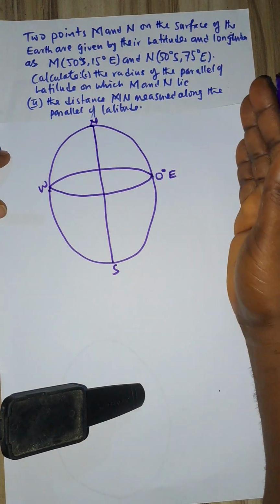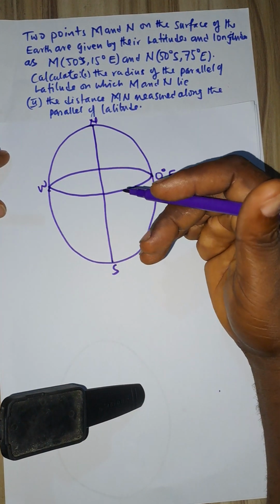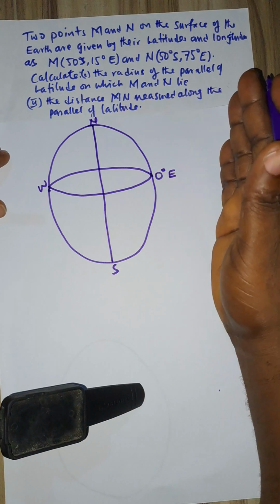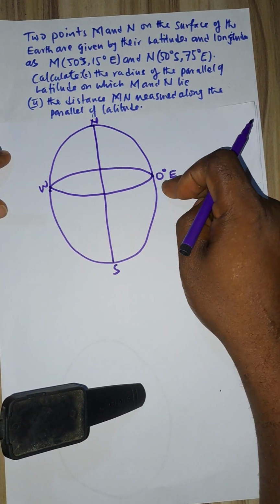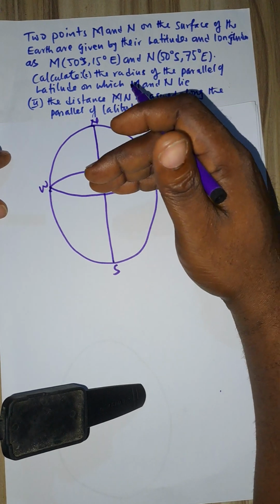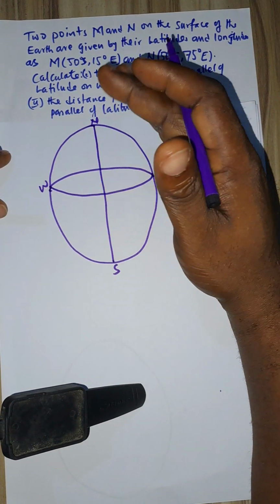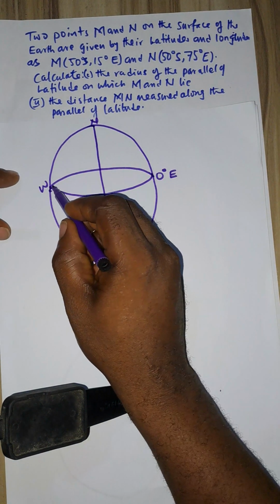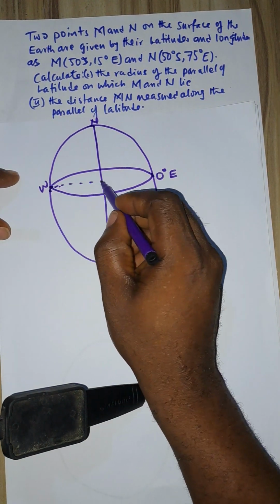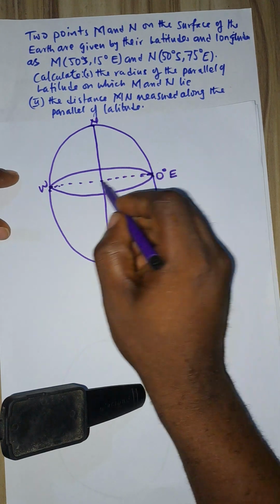Now, longitudes are measured east or west of the Greenwich meridian. Latitudes are measured north or south of the equator. Okay, so I can just try and locate this center.